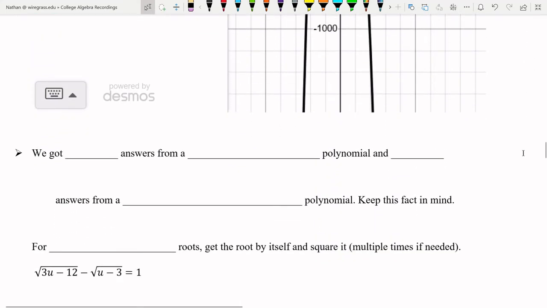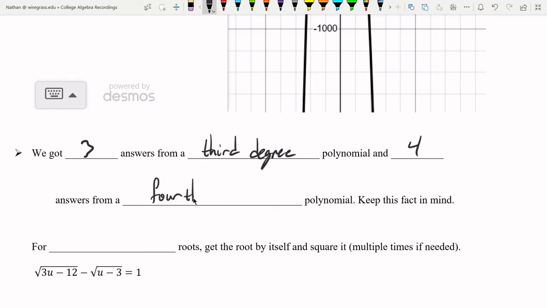So 0 and -3 are the only real solutions. Now, we got 3 answers from a third degree polynomial and 4 answers from a fourth degree polynomial. This is always the case, so keep this in mind.